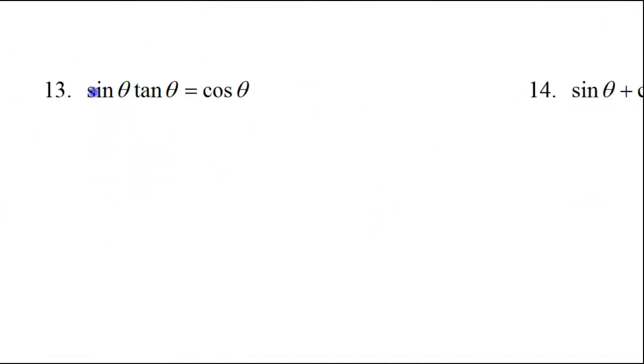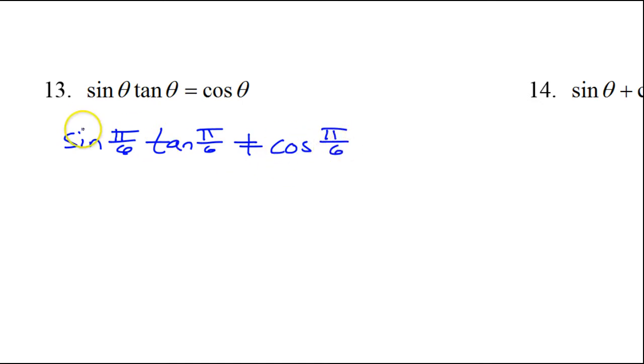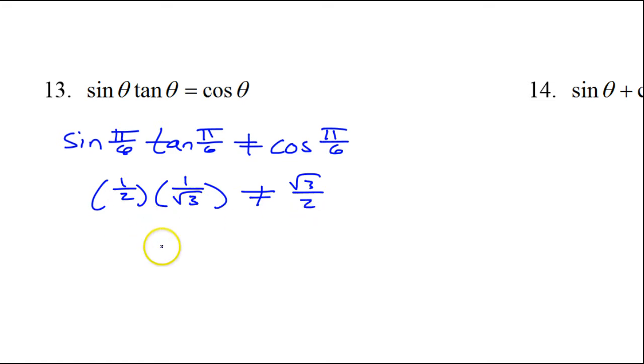Alright, what else you got? Okay, you guessed it, I'm going to do pi over 6. So the sine of pi over 6 times the tangent of pi over 6, and I'm going to go ahead and say is not equal to the cosine of pi over 6. The sine of pi over 6 is 1/2. The tangent of pi over 6 is 1 over radical 3. The cosine of pi over 6 is radical 3 over 2. If I multiply the first two together, I'm going to get 1 over 2 radical 3.